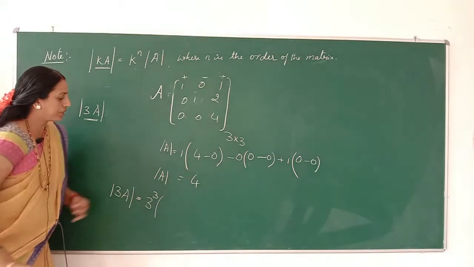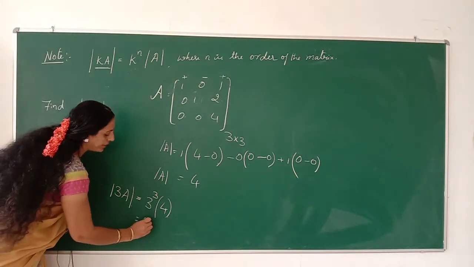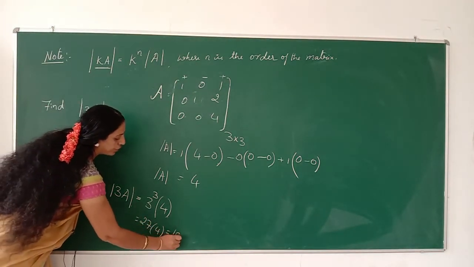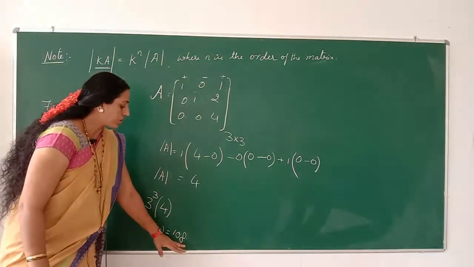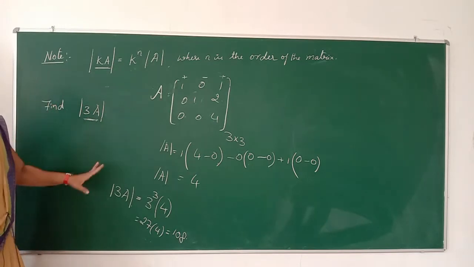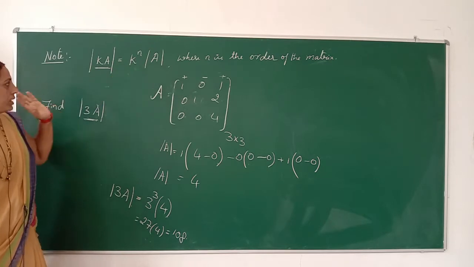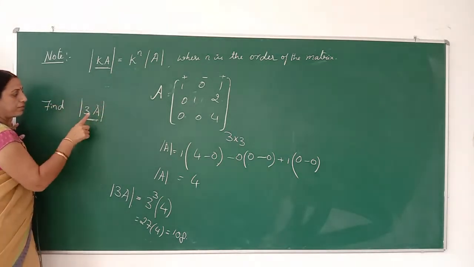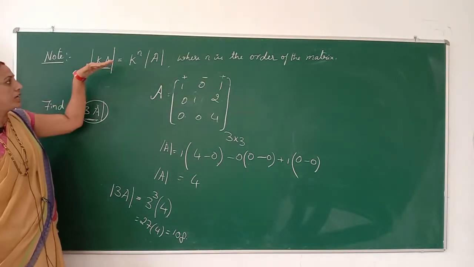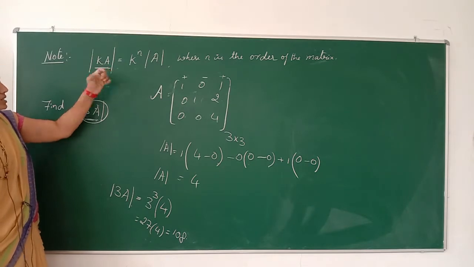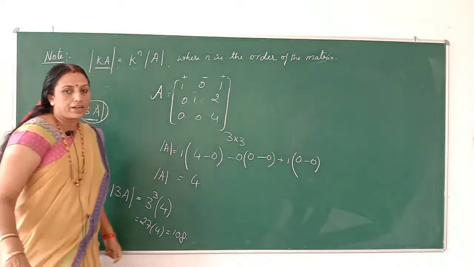But the value of determinant of A is 4. So 3 cube is 27 into 4. 27 into 4 is 108. So the answer is the same as in the previous problems. So that is the solution of 3 into A without doing the lengthy calculation, on the basis of the properties of determinant. It is one of the shortcut forms of how to simplify scalar multiplication of any determinant. So it is worth remembering the statement: determinant of k into A is equal to k to the power of n into determinant of A, where n is the order of the matrix.